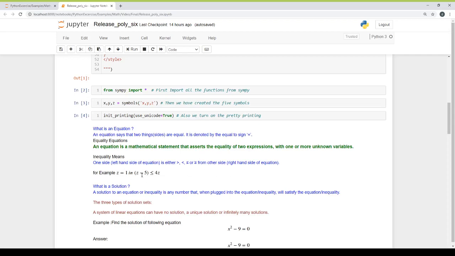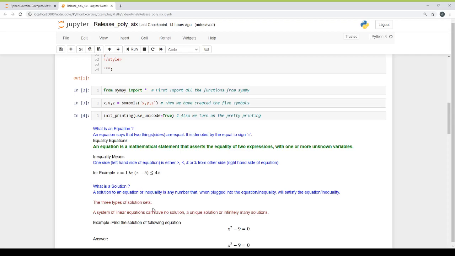For example, z minus 5 less than or equal to 4z. When we put the value z equal to 1, it means z equal to 1 satisfies this inequality. What is a solution? A solution to an equation or inequality is any number, that is z equal to 1, which when plugged into the equation will satisfy the equation or inequality. That means z equal to 1 is a solution, because when we put z equal to 1 into the equation, it satisfies the equation.